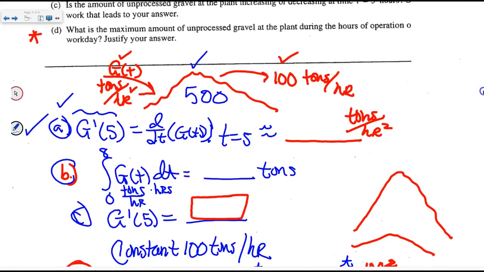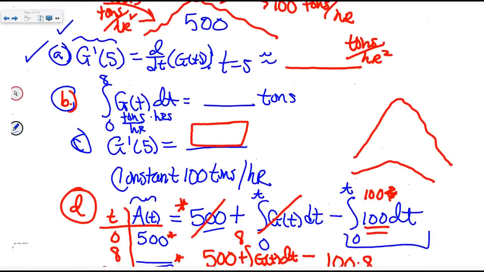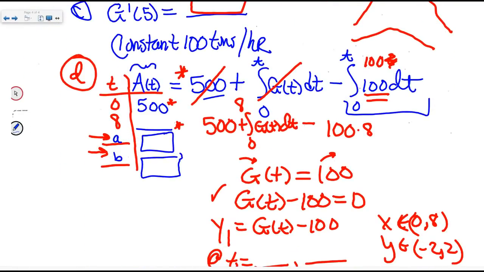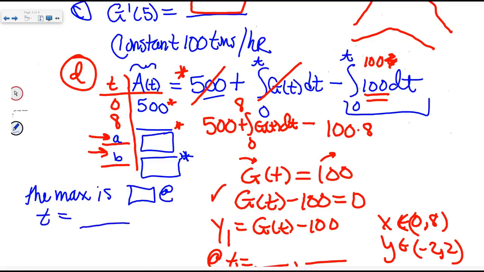So what is the maximum amount of gravel? So we have to read the question when it says what is the maximum amount. Let's suppose it ends up being this one. Okay, we would say the max is blank at t equals, and then it'd be that b. And I would like you to fill that in for me. All right, so we'll be doing some more of this.